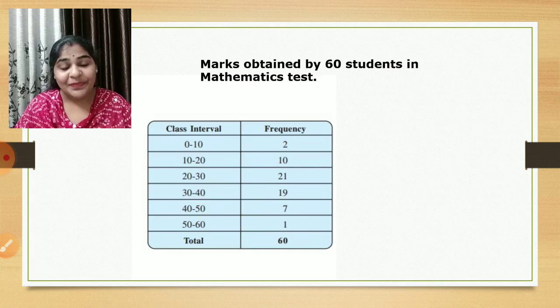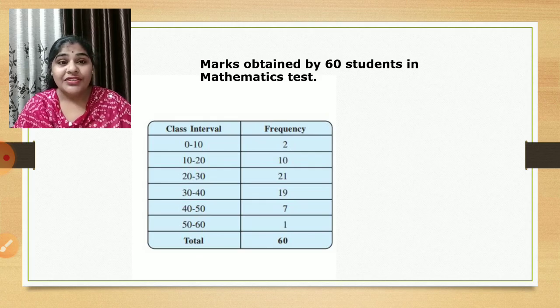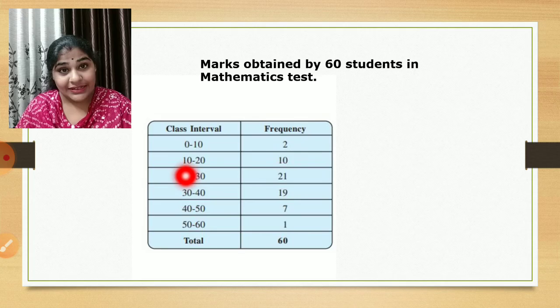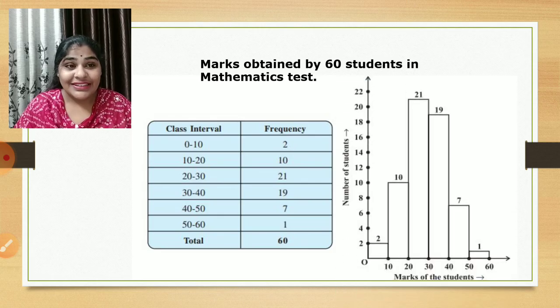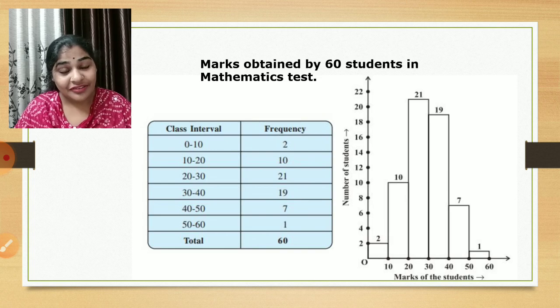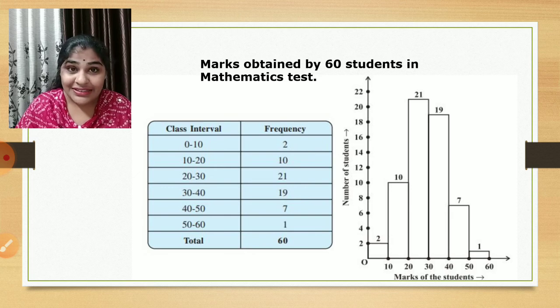50 to 60. Now we have already learned this grouped frequency distribution table, children. The size or width of this table should be the same. If you see 20 minus 10, it is 10. So the size, the width, is 10. Now suppose I want to represent it in a graphical manner, I will represent it in this way, because it is a grouped frequency distribution table and there are class intervals, right?